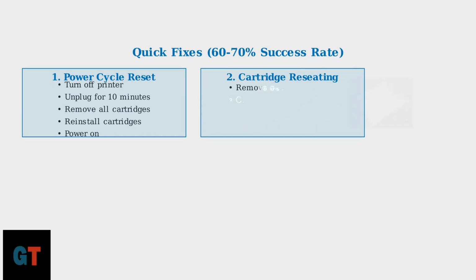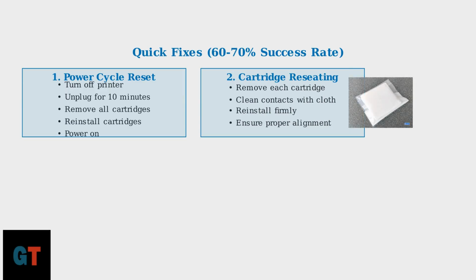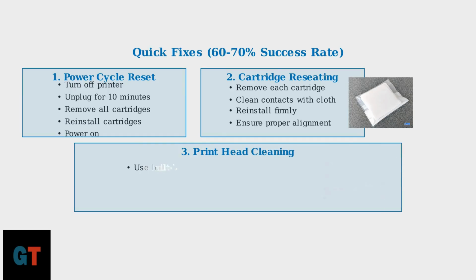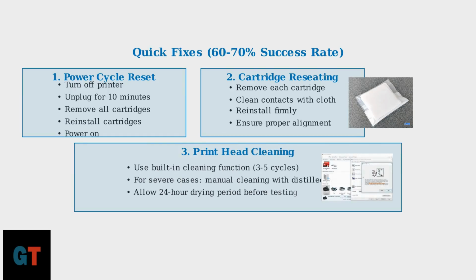Cartridge reseating involves carefully removing each ink cartridge and cleaning the metal contacts with a lint-free cloth. This removes any dust or residue that might interfere with the electrical connection between the cartridge and printer. Print head cleaning can be performed using your printer's built-in maintenance function. Run 3 to 5 cleaning cycles through your printer's software. For severe blockages, manual cleaning with distilled water may be necessary, followed by a full 24-hour drying period.